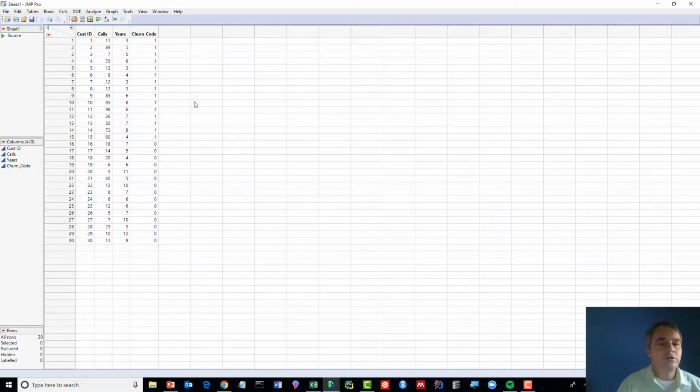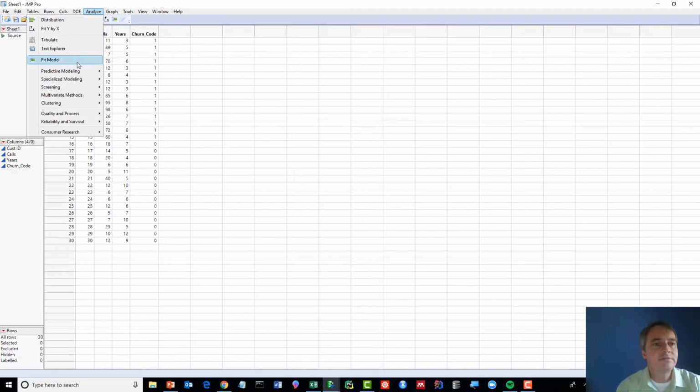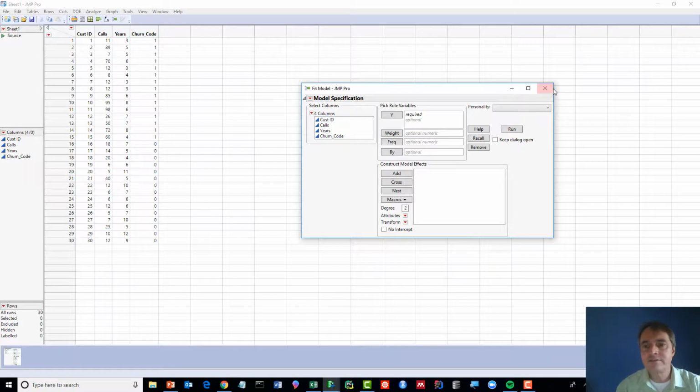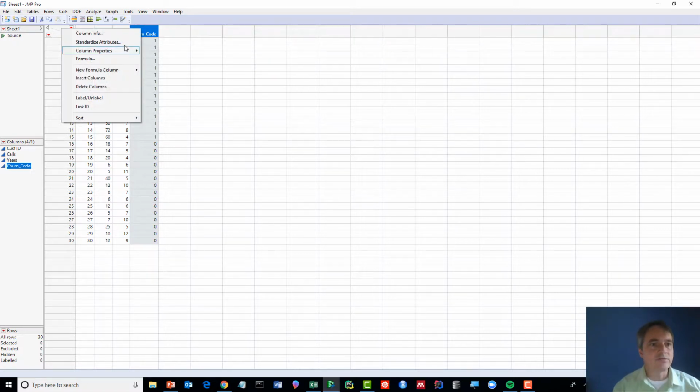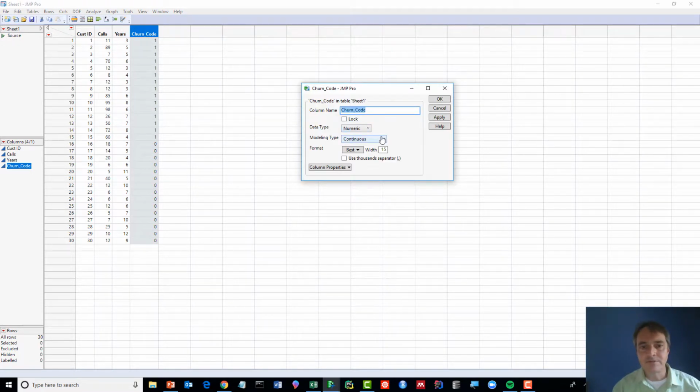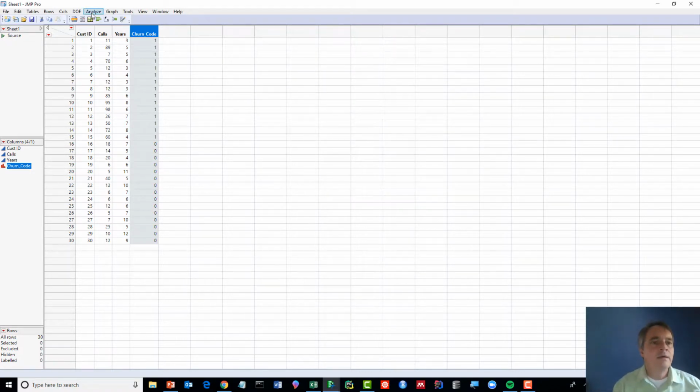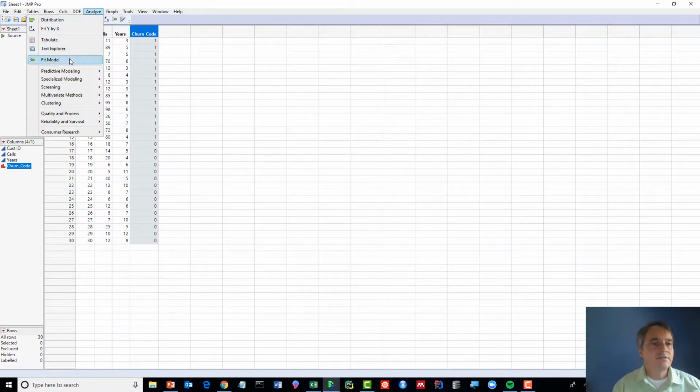In order to do my logistic regression classifier, I can do Analyze, Fit Model. Actually, first of all, let me make sure the data is the right type. This churn code is nominal data. It's not continuous, and it's not discrete. It's just nominal data, not even ordinal. So I'll right-click on it, go to column info, and make sure the modeling type says nominal. Okay, so it's nominal data. And now, once again, I do Analyze, Fit Model.